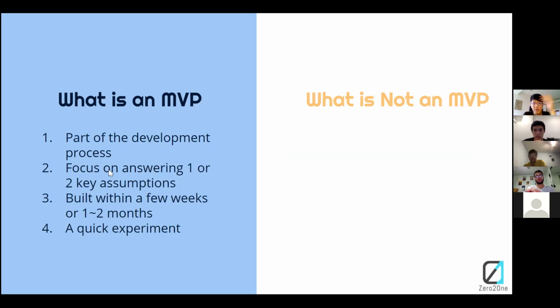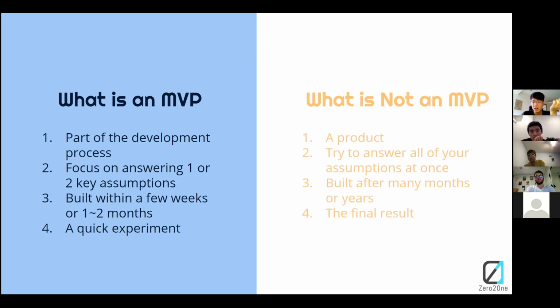So think about MVP as a quick experiment, right? It should be part of the development process, right? It's not the final product. It's more like a quick experiment that you can test with your target users right away to test whether your idea is actually solving a problem or not, right? And only focus on answering one or two key assumptions. So you're not answering all of the questions all at once. And you should be able to build this within a few weeks or maybe a month or two.